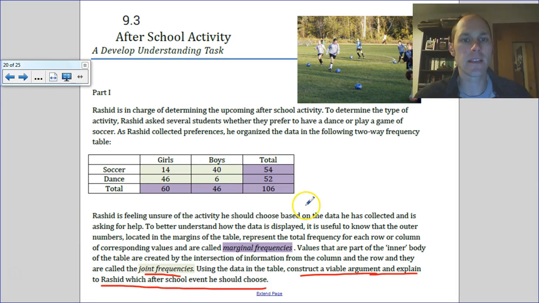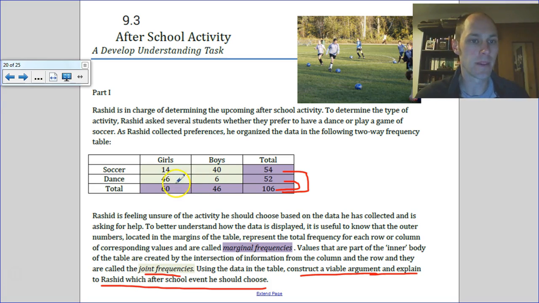So as you can see, the votes were pretty split pretty evenly. 54 out of 106 chose soccer and 52 out of 106 chose dance. And we can see that the majority of girls chose dance and the majority of boys chose soccer. So the question is, do we make the boys happy or make the girls happy? There's more girls in the after-school program, so maybe you would lean towards choosing the activity that the majority of girls chose.